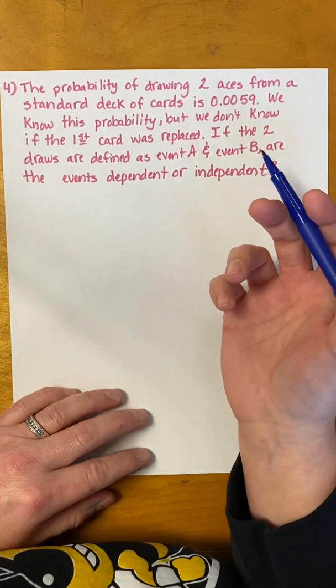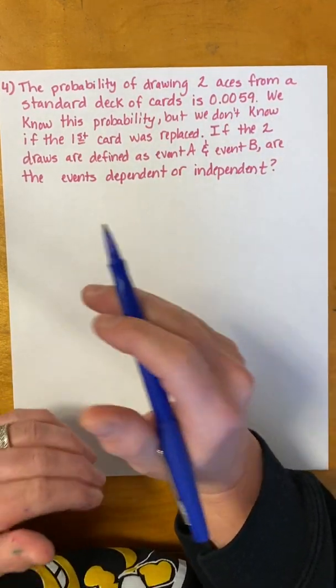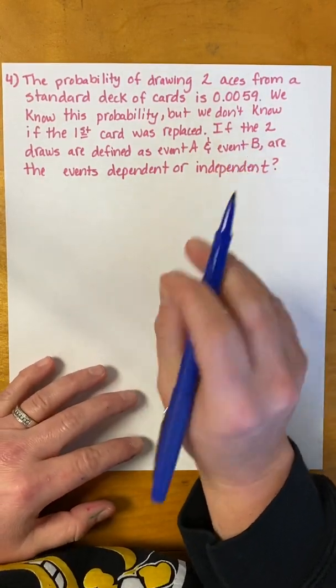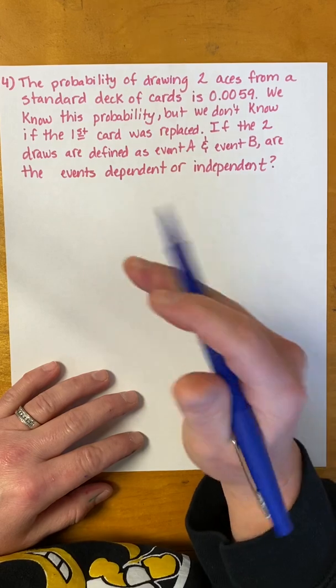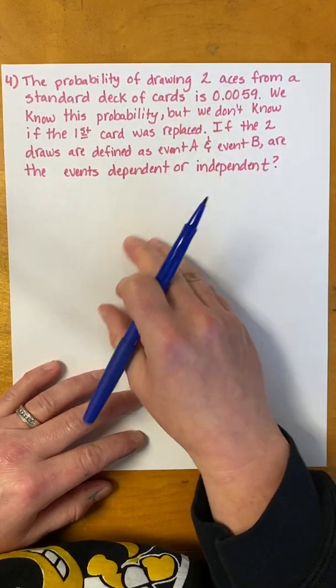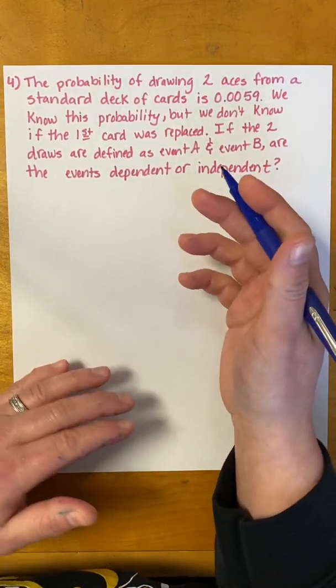So we just basically need to figure out, did they replace the card or not? If they don't replace the card, then they're dependent because you've changed how many aces are in the deck and how many cards are in the deck. Whereas if you replace it, the number of aces and the number of cards stays the same.